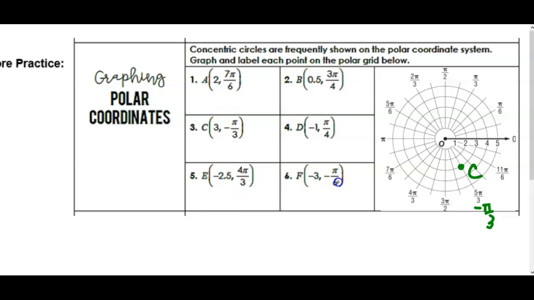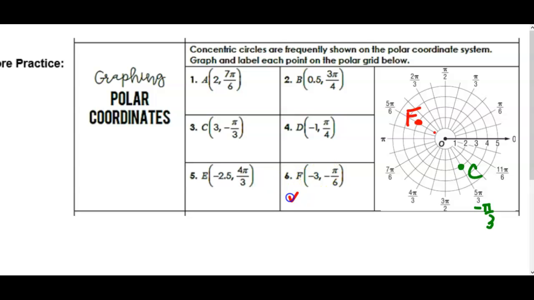Maybe this last one? Negative pi over 6 would be 2 lines but go in the negative direction. And then we're supposed to back up 3, which is going to be this 5 pi over 6 line over here. 1, 2, 3. So that's F.